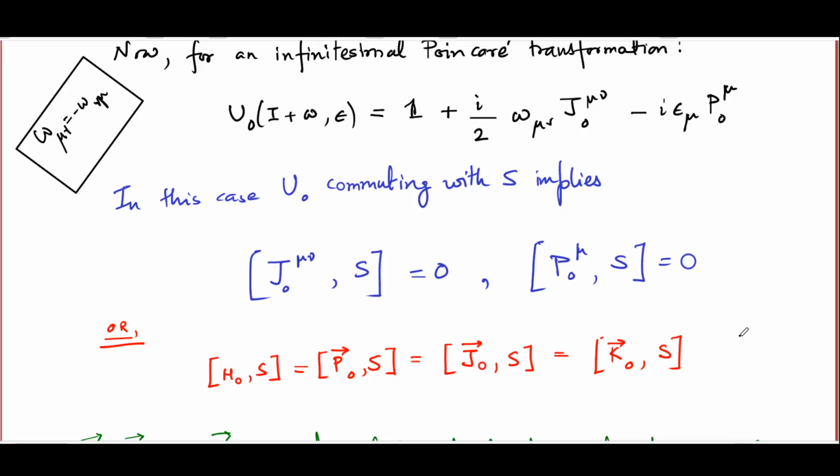The free particle momentum operator P0 vector, three components of course, P01, P02, P03, all three commute with S. Free particle angular momentum operator, which are generators of the rotation part of the Lorentz transformation, commutes with S. And the generators of the boost K0 also commutes with S. So basically all 10 generators of Poincare transformations must commute with S. Here we are talking about generators which generate Poincare transformations on free particle states. They must commute with a scattering operator.